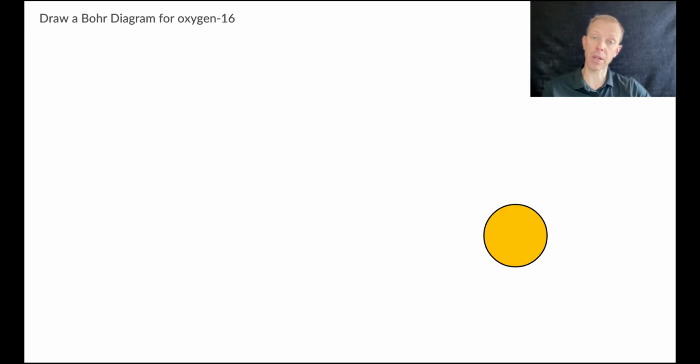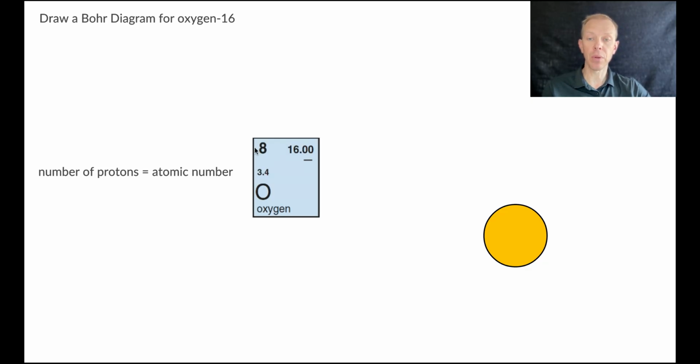Let's start with the protons. We know that the number of protons is equal to the atomic number. So if we take a look at the periodic table, we see that oxygen is atomic number 8. That means it has to have 8 protons in its nucleus. So we'll draw those right in our diagram.